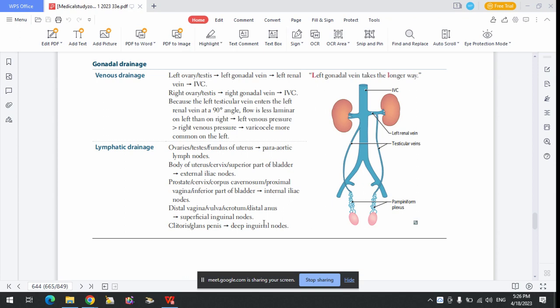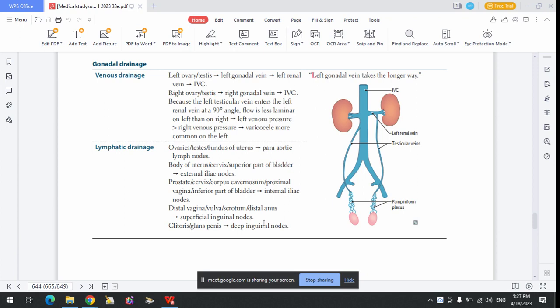So you just start with the gonads, ovaries, testes, and the superior aspect of the uterus, the fundus, para-aortic. We go down: body of the uterus, the cervix, then the superior aspect of the bladder, external iliac. You leave internal iliac for now. We already know superficial inguinal takes care of your distal structures: distal anal canal, distal vagina, your external genitalia, the scrotum in males and the vulva in females. Then deep inguinal is only the glans: glans clitoris, glans penis.